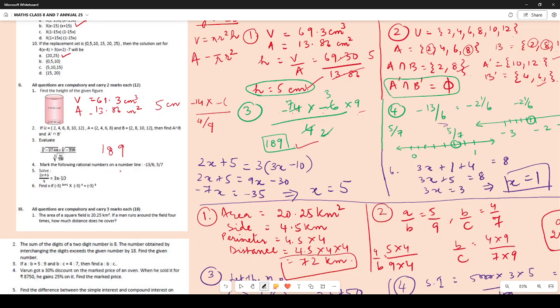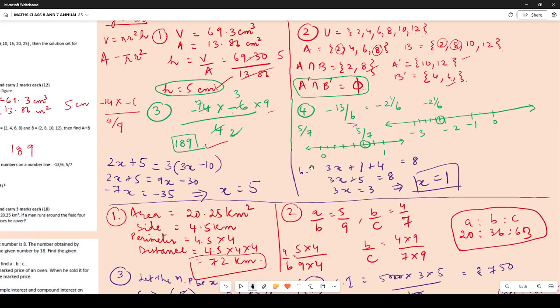Mark the following rational numbers on a number line. Remember, you have to use separate number lines. Minus 13 by 6, when you put it into mixed numbers, what do you get? Minus 2, 1 by 6.